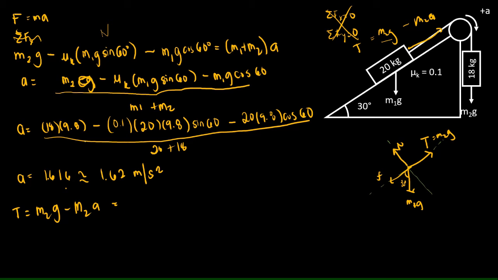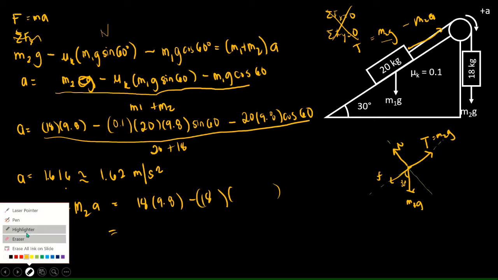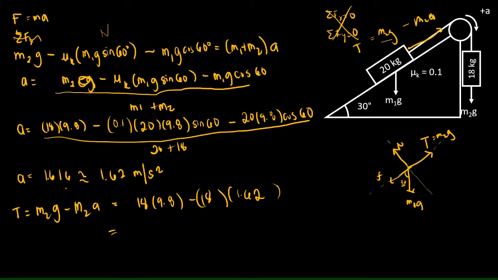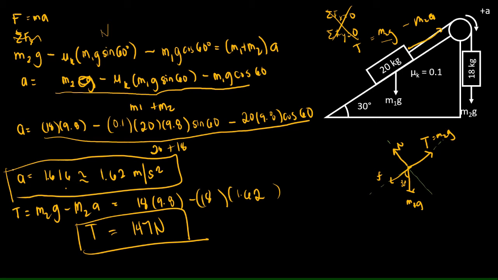Substitute the value. Your M2 is 18 times the gravity 9.8 minus M2, our M2 again is 18, times the acceleration, which is 1.62. Sorry, ulit barahin ko. So that is 1.62. So the answer for the tension would be 147 Newton. That is for this problem.